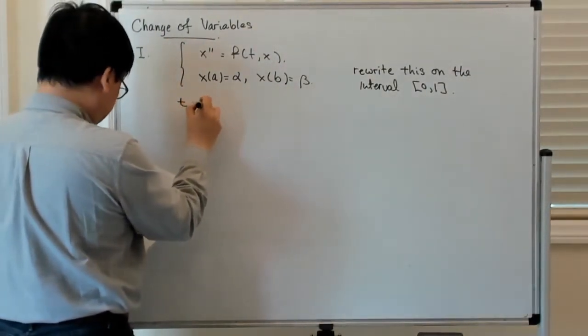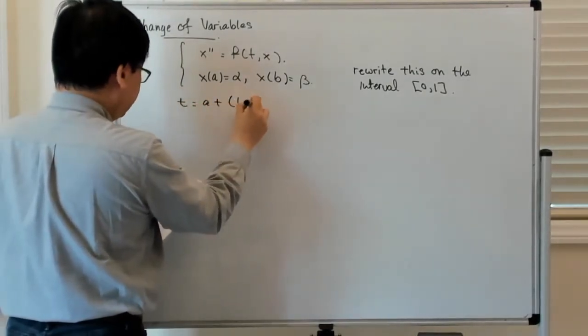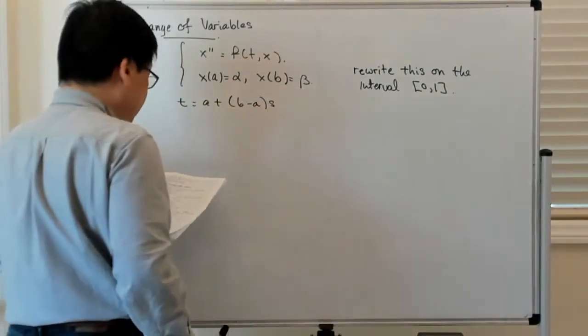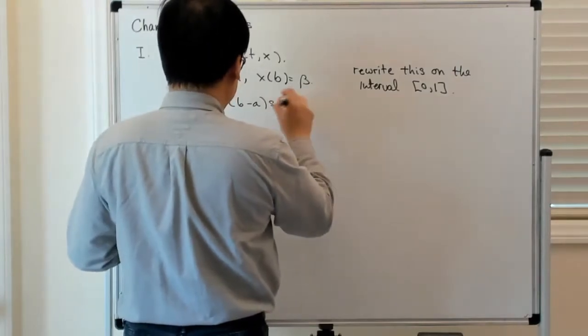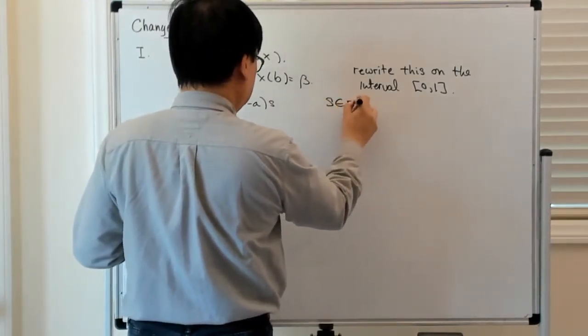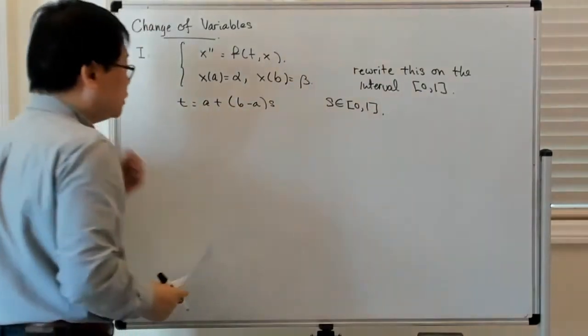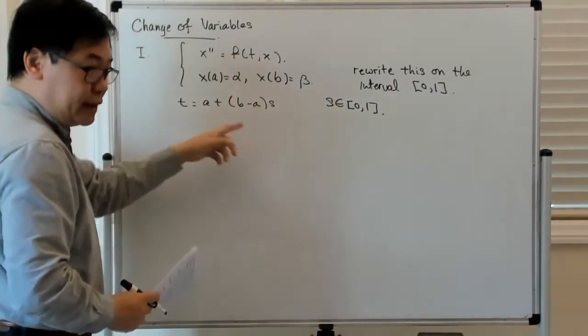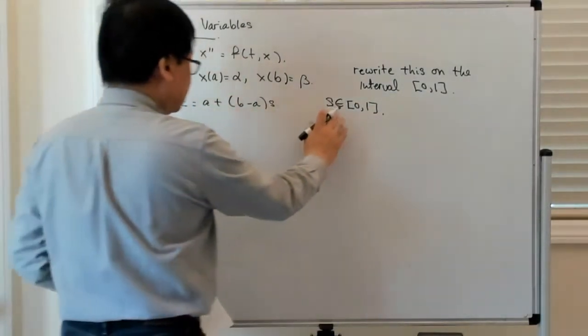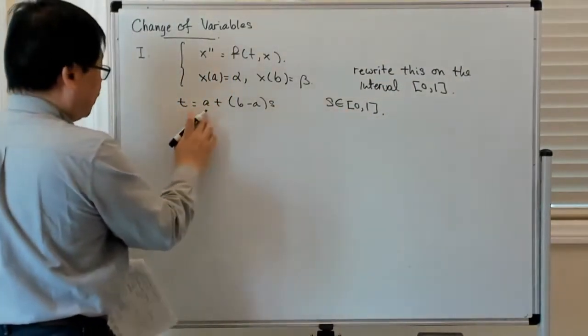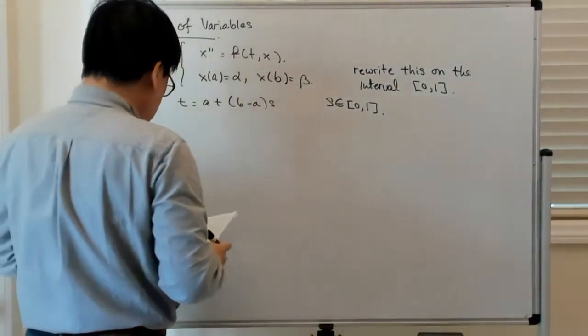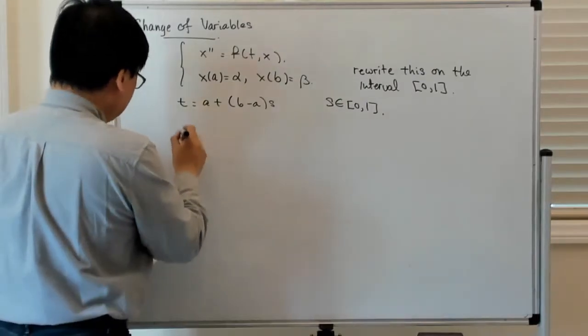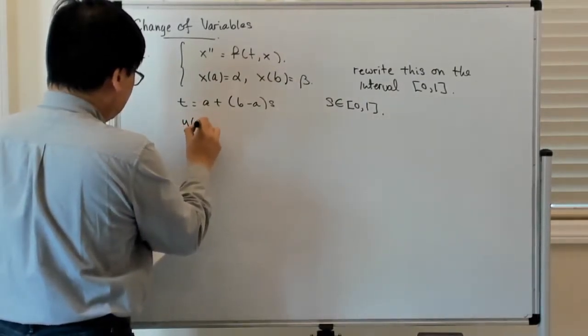So we say that t is equal to a plus b minus a times s. Now, because of that, s is going to be in the interval from 0 to 1. So if you have a relationship between t and s like the following, as s varies from 0 to 1, t will vary from a to b. Okay. All right.